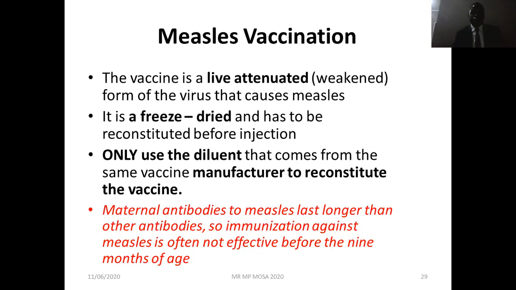So immunization against measles is often not effective before 9 months of age. This is the reason why, if you look at the vaccination schedule for measles, it doesn't start at 4 weeks or 6 weeks. It normally starts at 9 months so that its effectiveness, or its efficacy, is good.